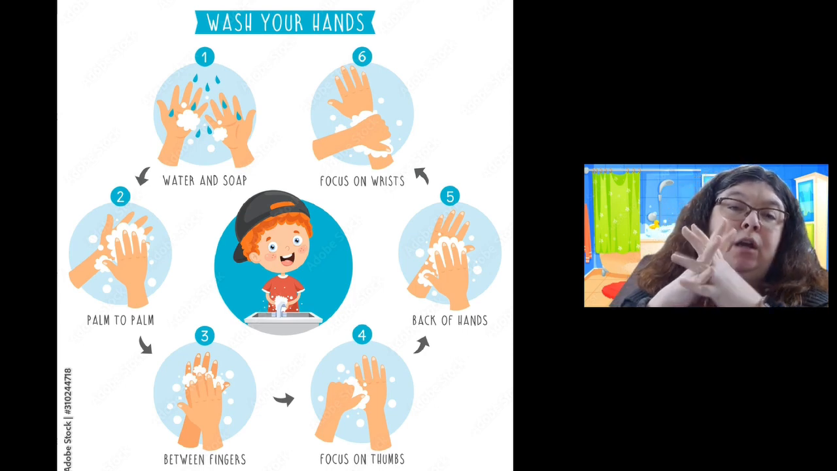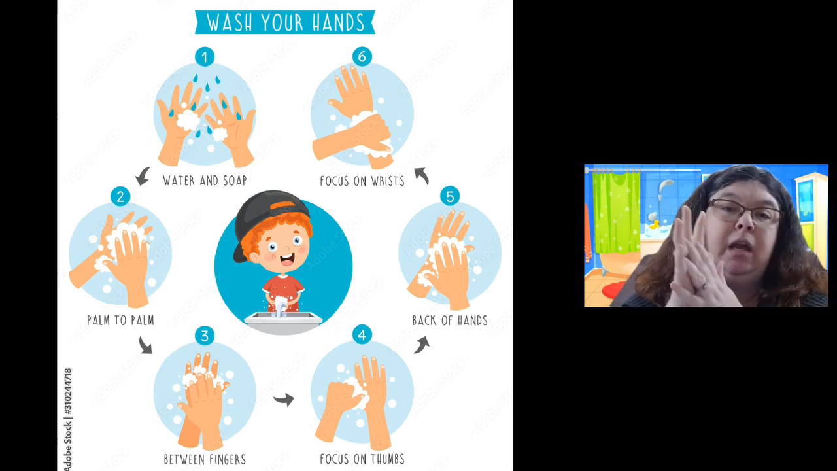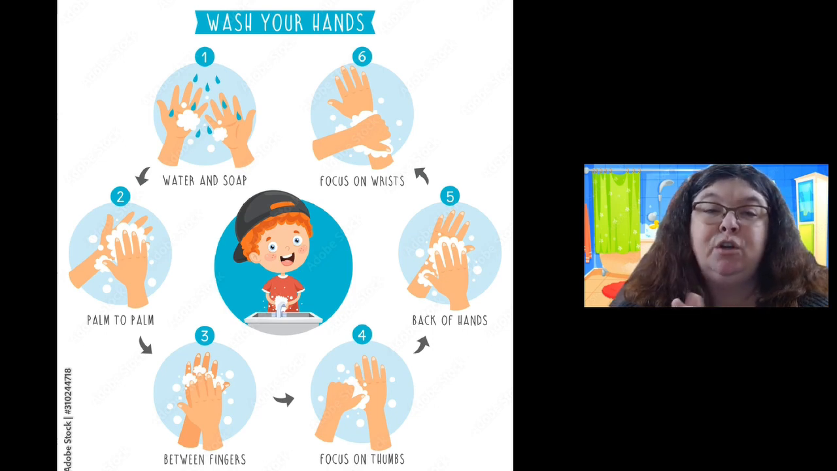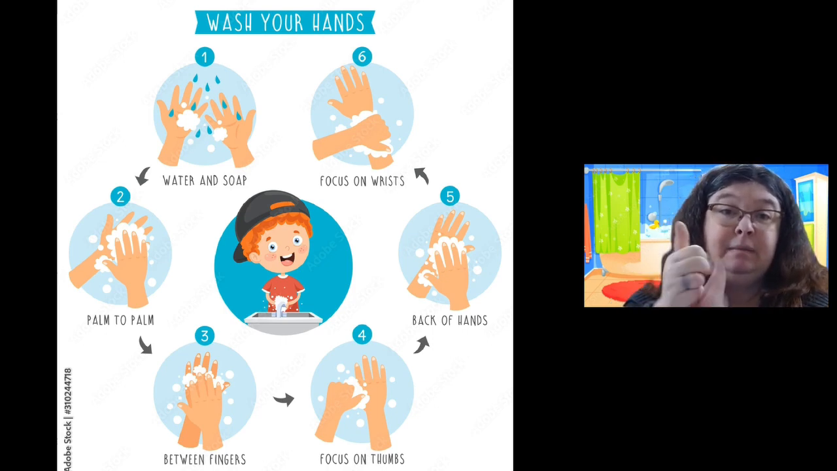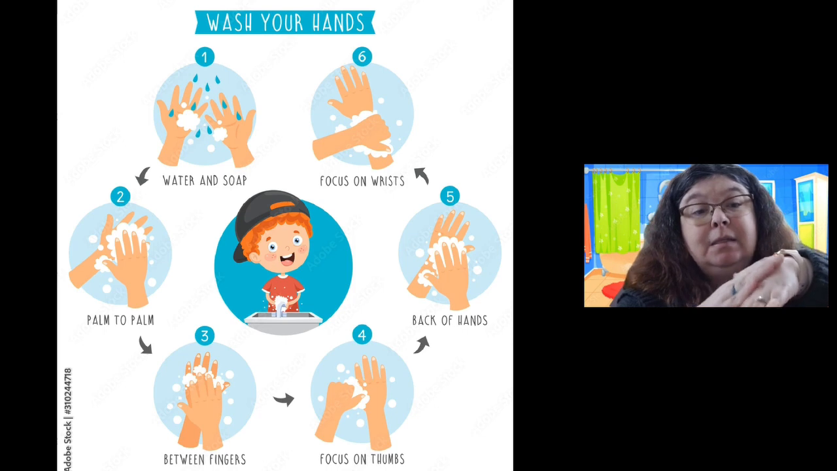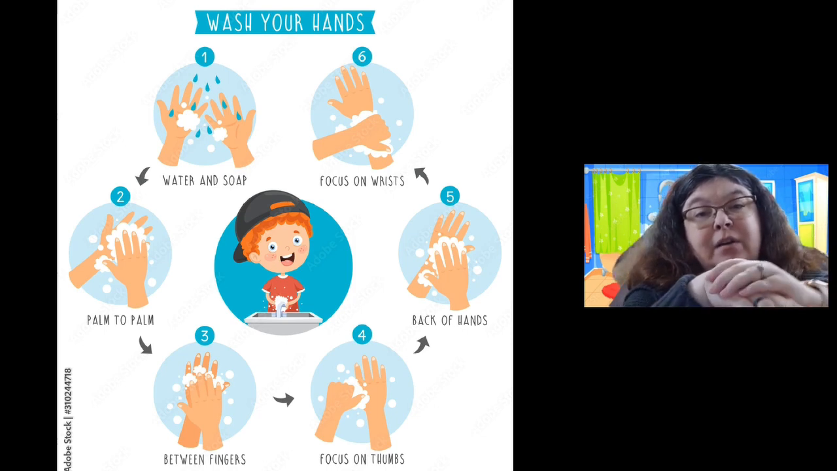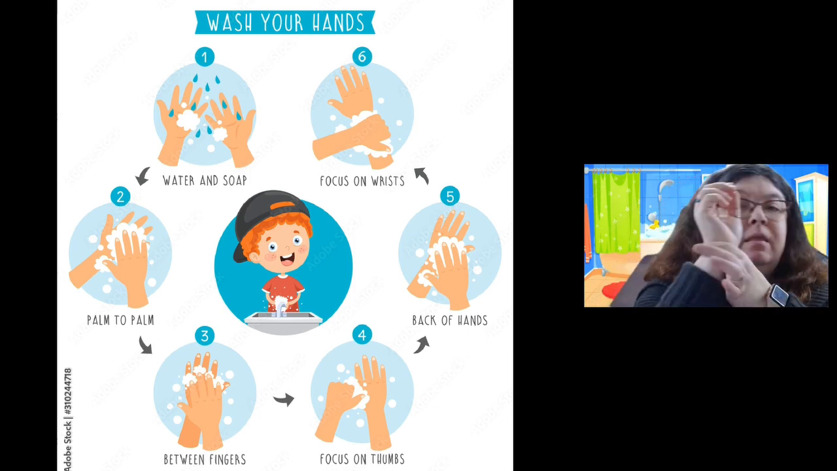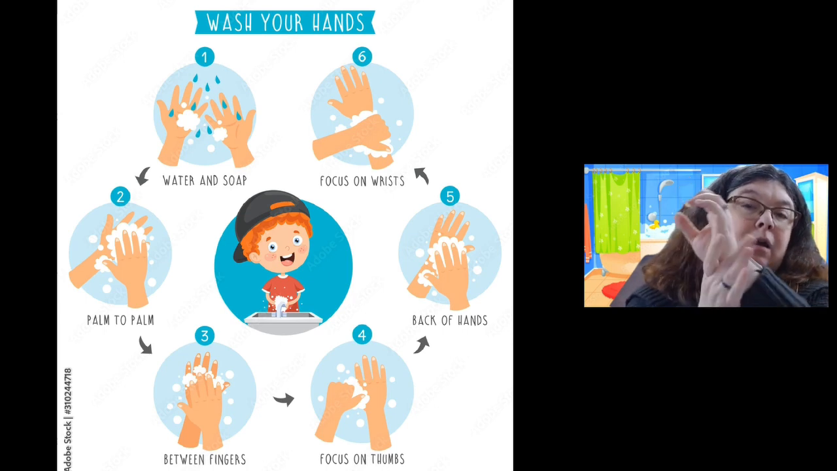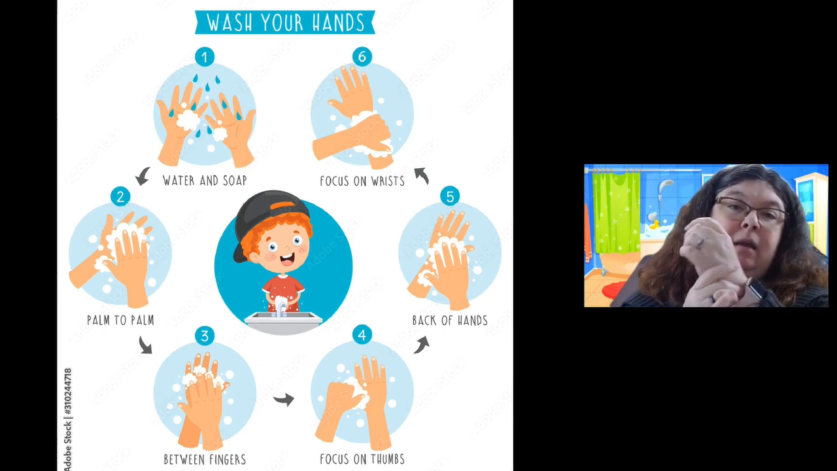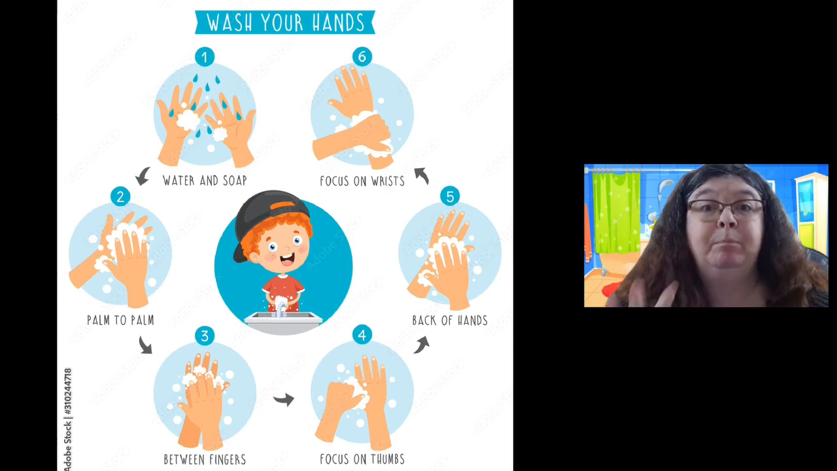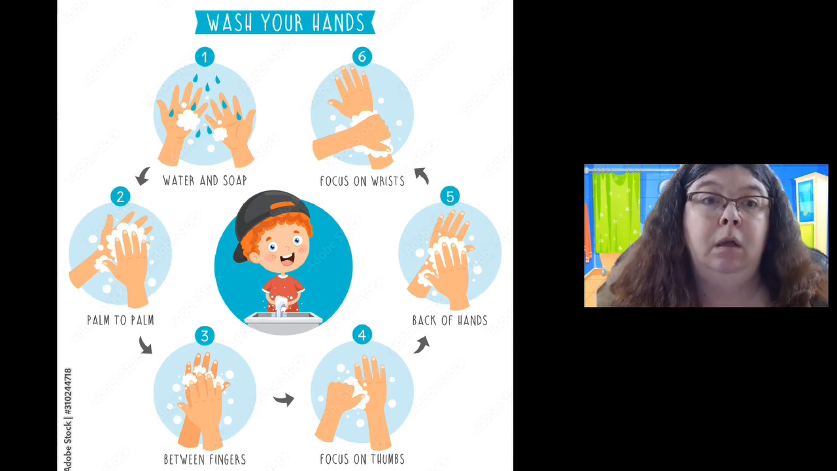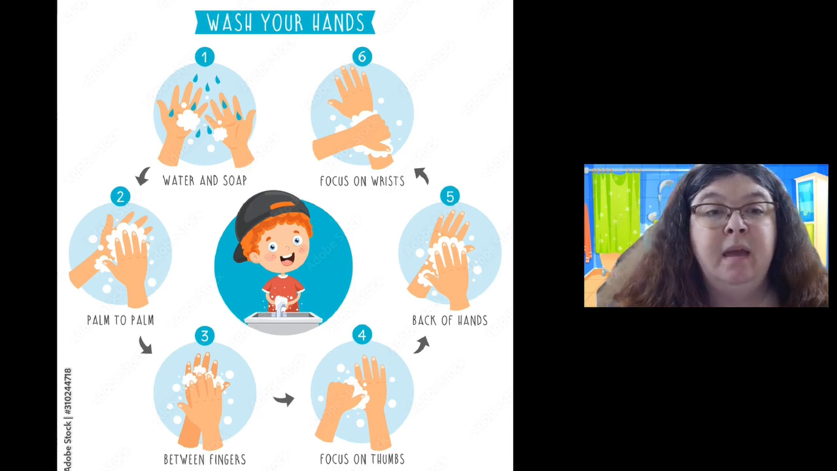Then you want to put your fingers together and wash your fingers like this. And make sure you wash your thumbs. Make sure you get those thumbs clean. Get both your thumbs. Then you want to do the backs of your hands, both of them. And then your wrists. A lot of times people forget their wrist, which is this part right here. So if you have a watch or something, make sure you get around that watch too, because that can harbor germs. Okay, so that is it for washing your hands.